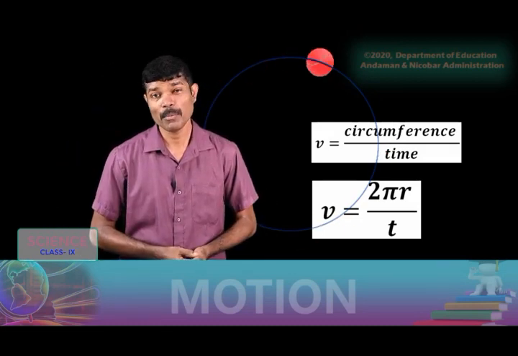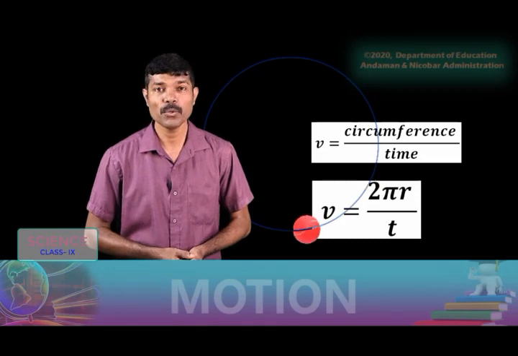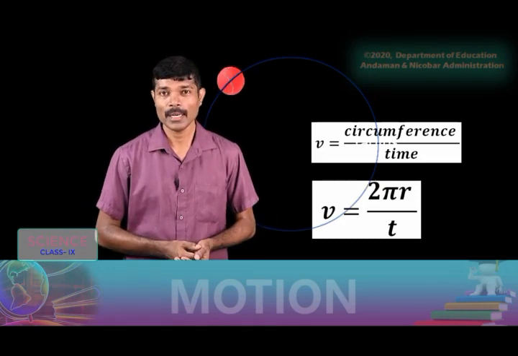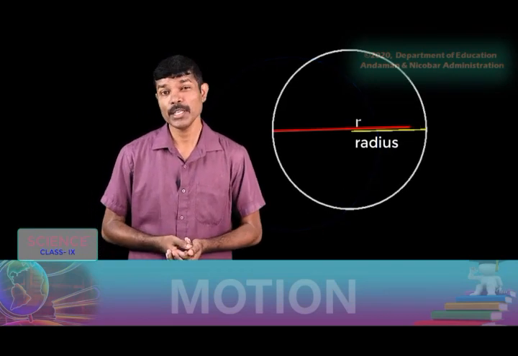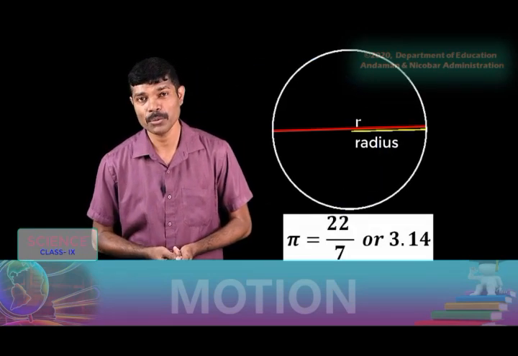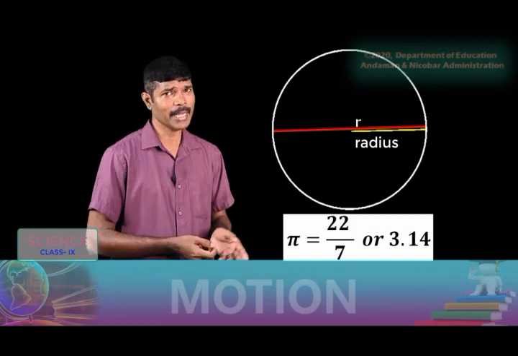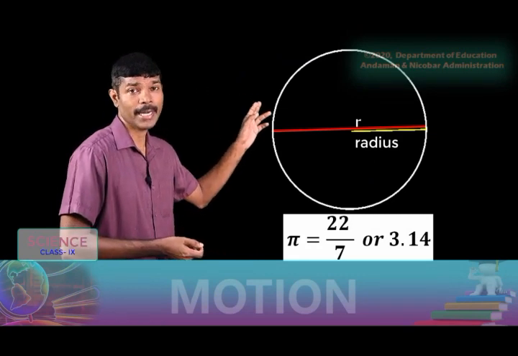We know that the formula of circumference is 2 pi r. Here pi is a constant whose value you know very well, 22/7, which we will take to solve numerical problems, and r is the radius.